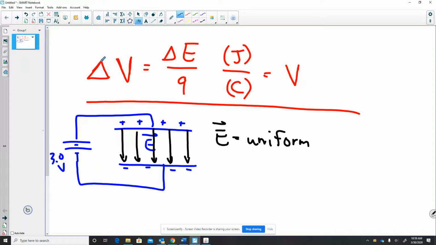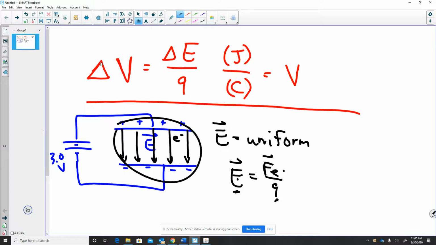Now, if we go back to one of the formulas we learned in the last lesson, electric field is equal to force divided by the charge. If the electric field is constant, and we're looking at say an electron of a constant charge, if E is constant and Q is constant, then the force it's going to experience is constant as well. So if we place an electron in here, it's going to experience a constant force all throughout the parallel plates.